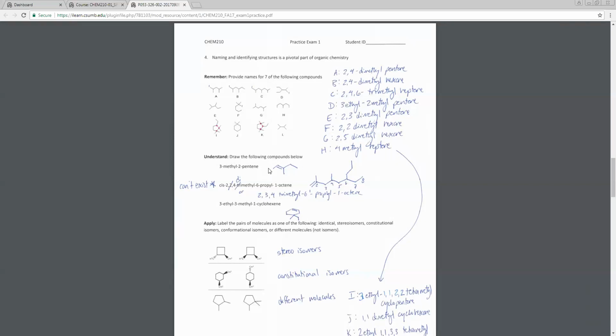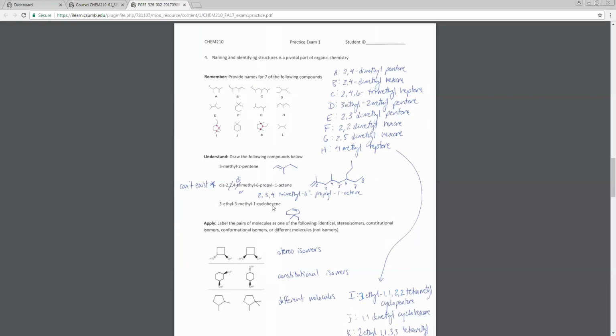If we think about drawing the following compounds, the easiest way is to start by drawing the longest chain, so in this case, pent. 1, 2, 3, 4, 5. I find the 3 position, that's my methyl. I find the 2 position, that's my double bond. Note, this is an example of a molecule that can't exist. Why? Well, because if you think about the structure, it's going to violate the octet rule. So a better way would be to actually draw a structure that looks like this.